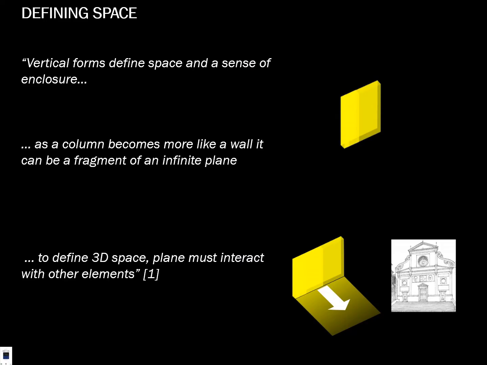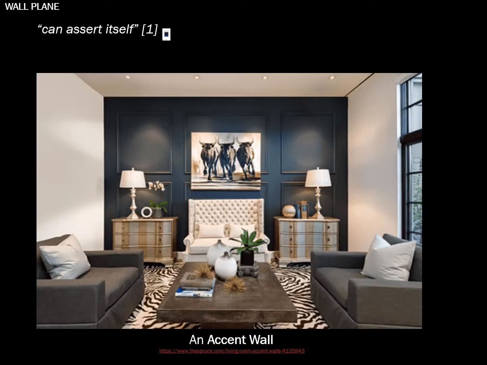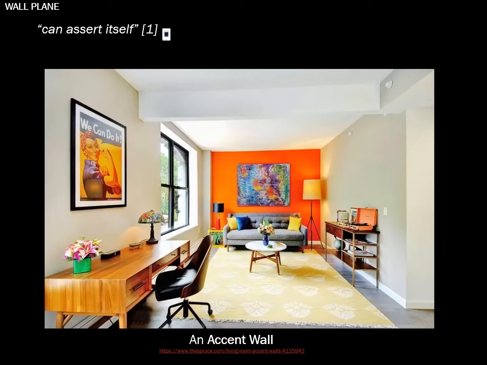Defining space, so the walls and how they define spaces, and the wall and the floor together. Also a cascade of columns will define a wall. A wall can be a passive or receding backdrop, or it can assert itself, accent wall. A couple examples of accent walls. Make a statement.